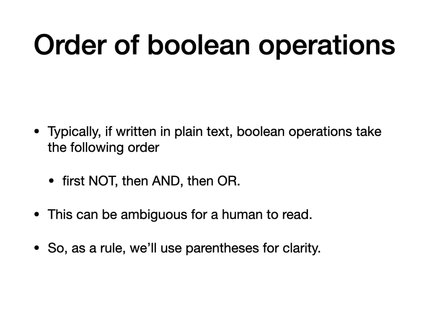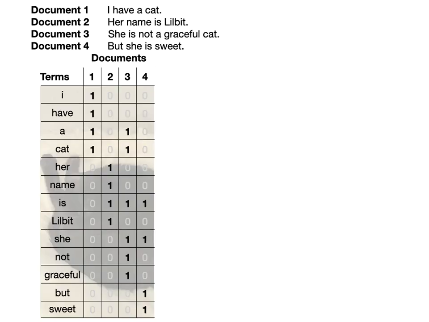So a quick note on the order of these operations. Typically, if you write these out in plain text without using parentheses, it's like PEMDAS, right? Please excuse my dear Aunt Sally, all that stuff. The order for Boolean operations is typically not, and then and, then or. But this is ambiguous, so for our purposes, we will always use parentheses to make sure it's very clear what we're doing. So let's go back to our cat matrix.